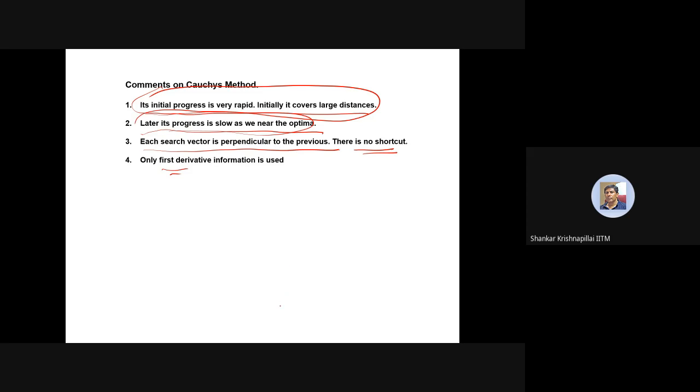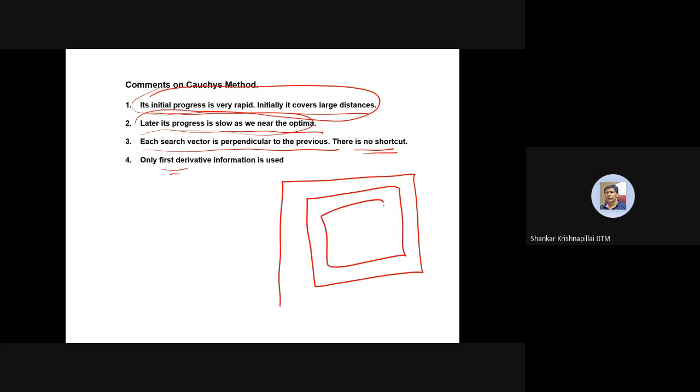It is like this. First it will go like this. Then later it will get stuck making small right angles like this. Each search vector is perpendicular to the previous search vector like this. So you can't go from here to here directly. That's not allowed.